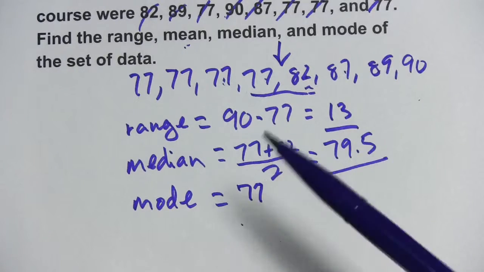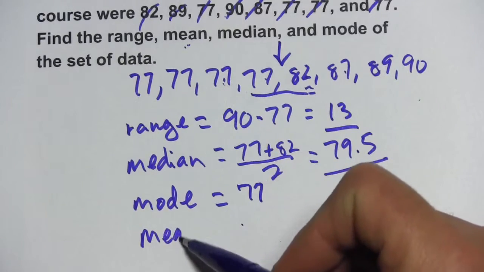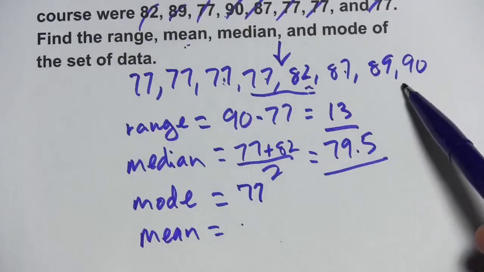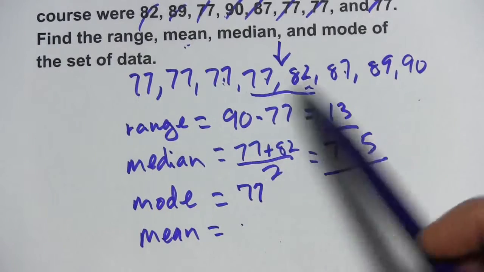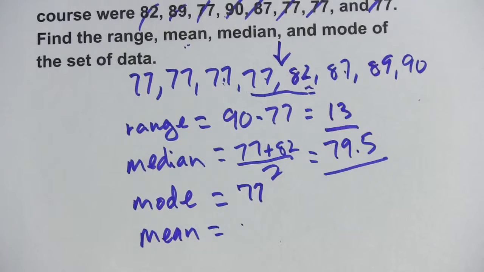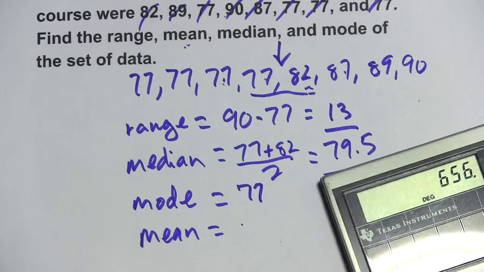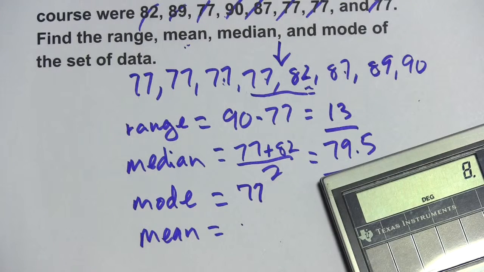Finally, we have the mean, which is the same thing as average, just another word for that. And to find the mean, you add up all your numbers and then you divide by the number of numbers. We counted this a minute ago and there are 8 different numbers in here. So I'm just going to add all these up. So 77 plus 77 plus 77 plus 77 plus 82 plus 87 plus 89 plus 90. So that equals 656. I'm doing this on a calculator here. And now I'm going to divide this by 8, because that's the number of numbers that there are.